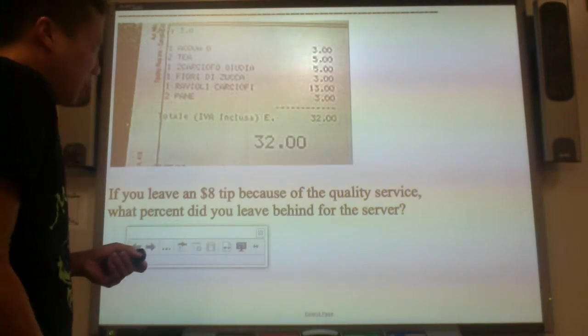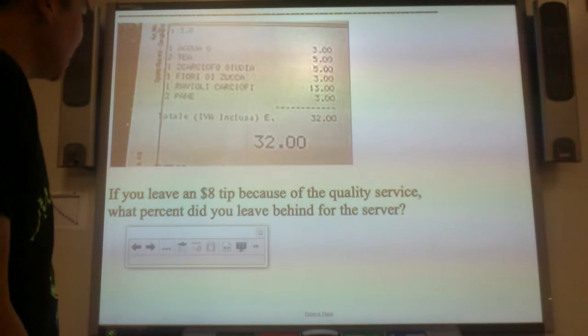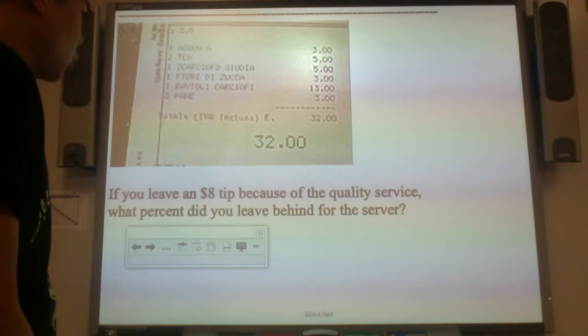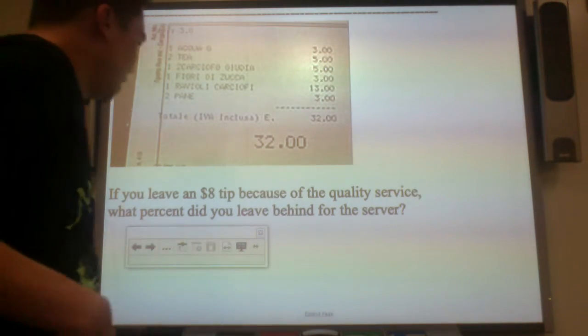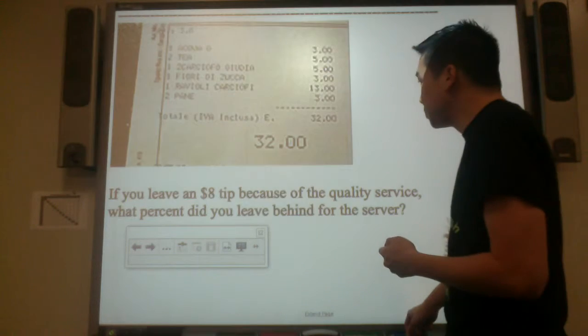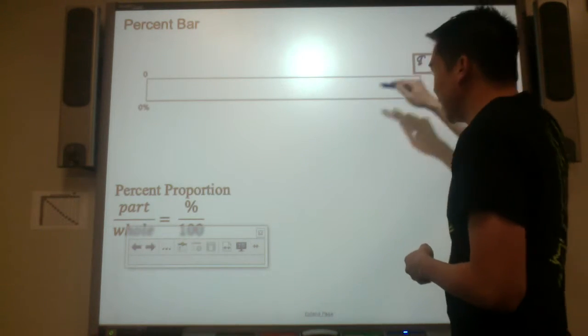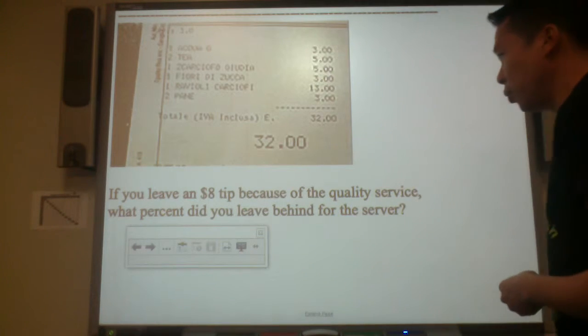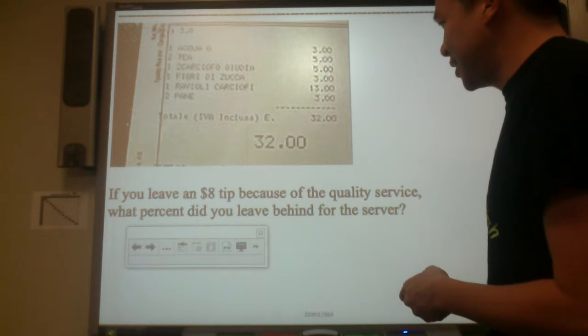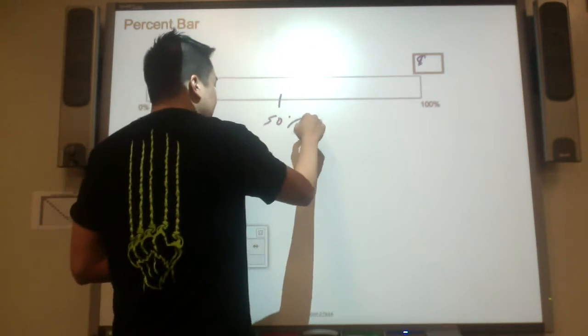So imagine you're at a restaurant and your bill came out to be $32. If you leave an $8 tip because of the quality service, what percent did you leave behind for the server? Many ways you could do this. You could draw a percent bar. So we don't know what the original price is. But we do know we left an $8 tip.